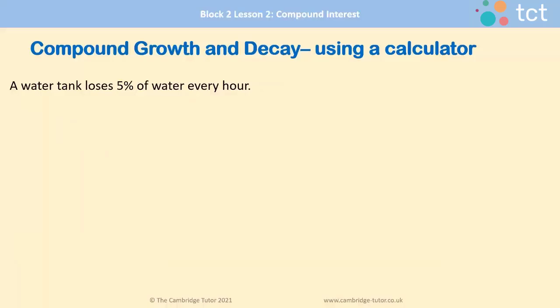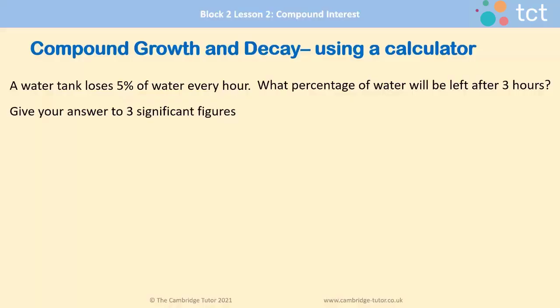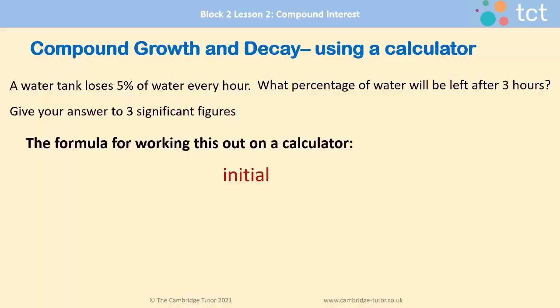Some questions you have to infer what's missing. A water tank loses 5% of water every hour. What percentage of water will be left in 3 hours? Give your answer to 3 significant figures. We need the same formula, initial times by multiplier to the power of time.